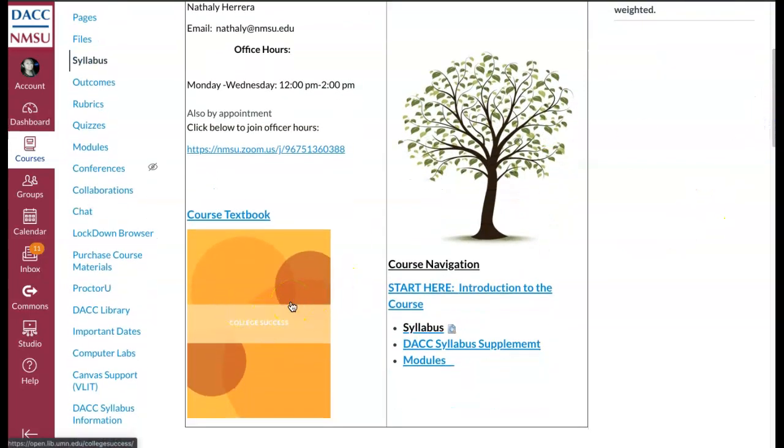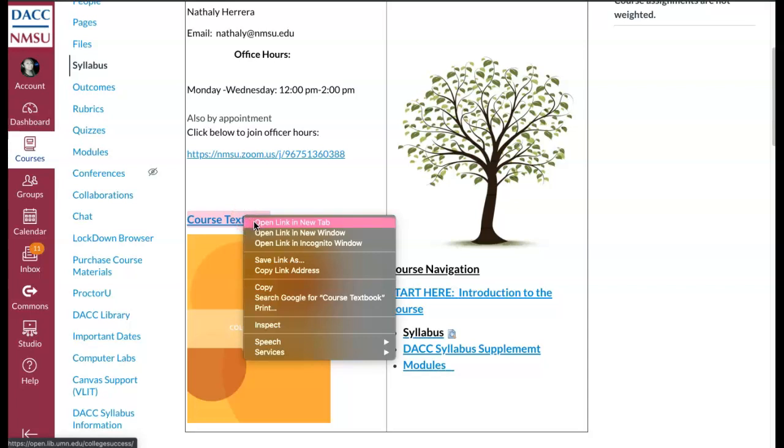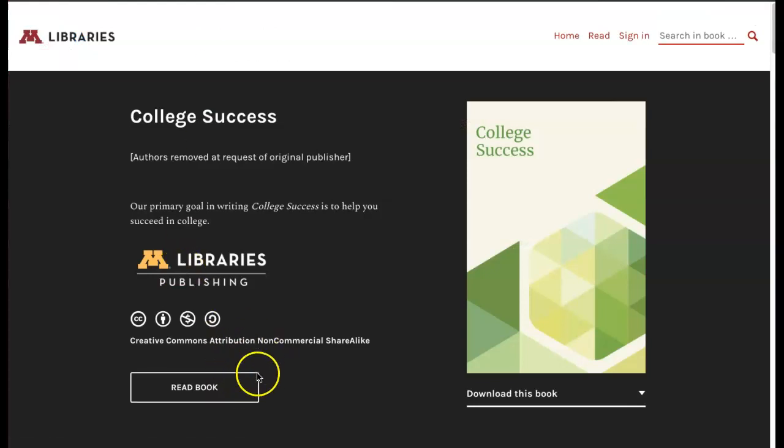And then another important thing to mention is the textbook. Our textbook is free. It's an online version, so you don't have to worry about purchasing a textbook. All you have to do is click it through the home page and you will be able to find the book. So I'm going to open the link in a new tab just so I can show you. And here we have our book.